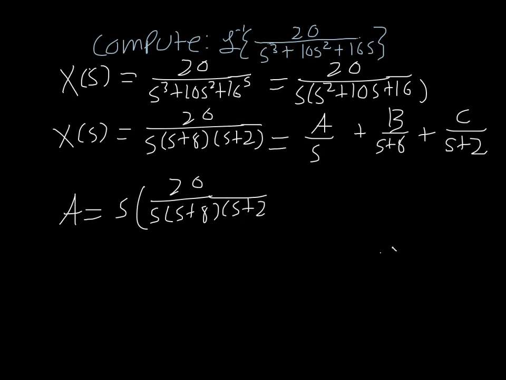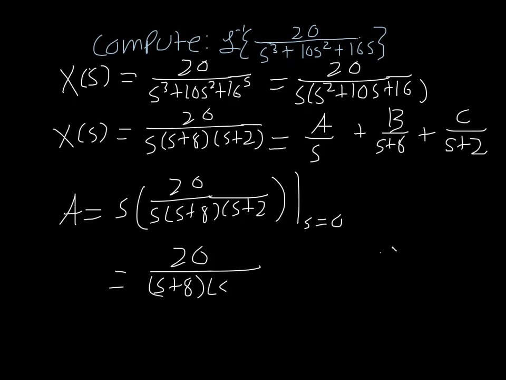And we're going to evaluate this where whatever makes that particular factor 0. In this case, 0. So we're going to evaluate this at s equals 0. So we'll have 20 over (s plus 8) times (s plus 2), evaluated when s equals 0. And so you should get A is equal to 5 over 4. Alright, so we can do a similar thing with B.